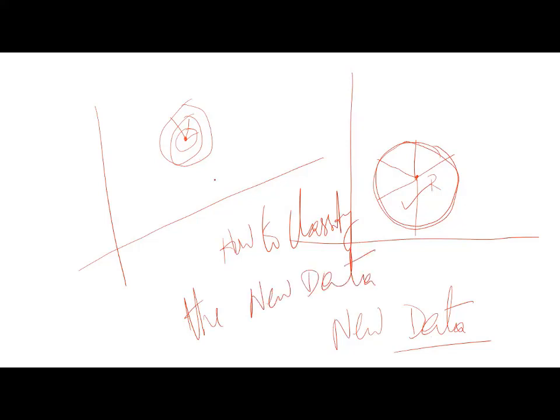Now in general, we are going to discuss KNN, the nearest neighbor method. This is also one method. But generally, what we do is like this: nearest neighbors.